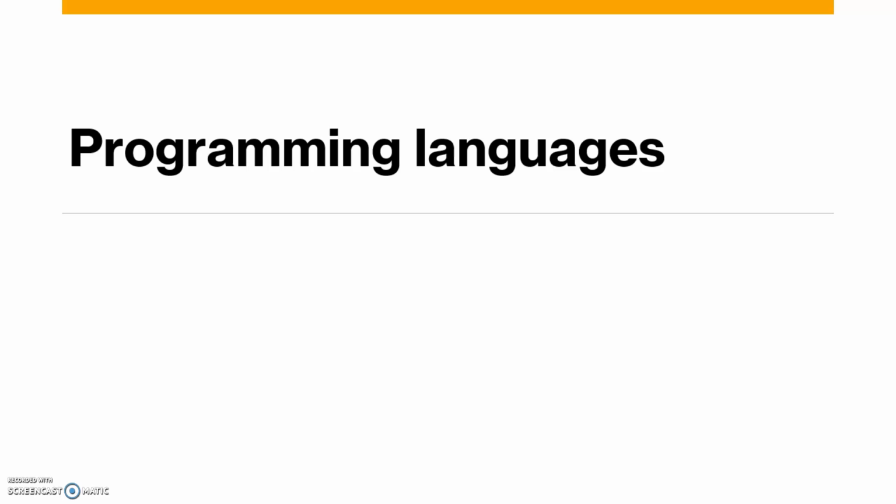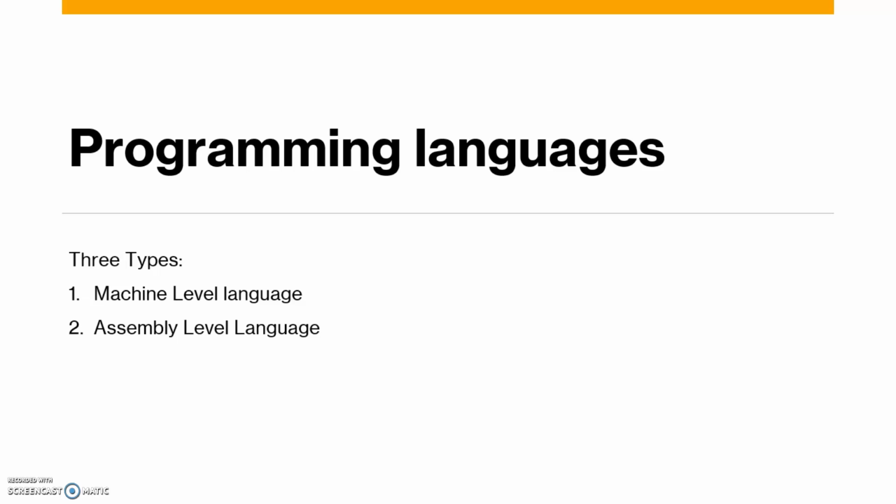So, we have two options here. Either we program in the computer's language directly, or we have a second option where we write the program in our own language, and in such a case we need a translator which will translate the language into the computer understandable format. Keeping these points in mind, we have three types of programming languages: machine level languages, assembly language, and high level language. Let us learn in detail about these three types of languages.